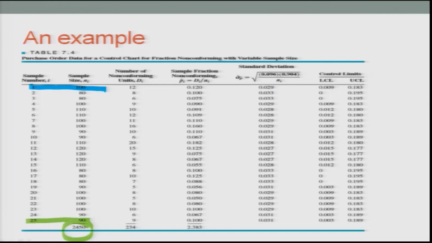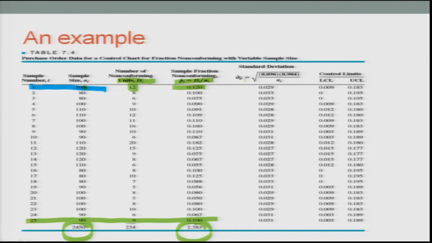The number of non-conforming defects is given by D1, and the proportion is given by 12 by 100, which comes out to be 0.12. Similarly, for the last one, it becomes 9 by 90, which is 0.1. From there you have the total set of proportions defective, which would be used to get the average value, and you can find it out. So, the total of 2.383 would be the proportions, which is di by ni, and obviously you have to find the average of that.